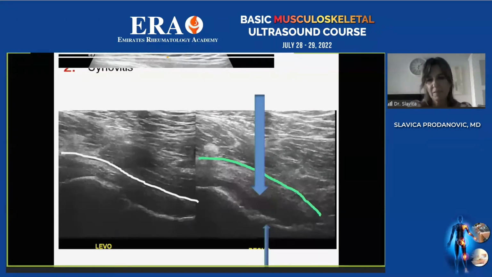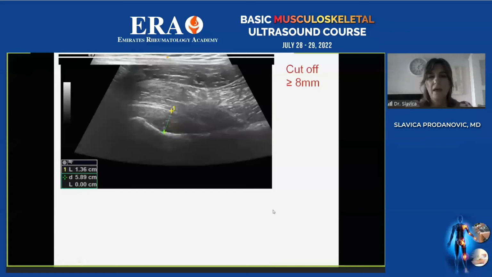And some osteophyte as well on this part. And another hip effusion at the level of the joint. When you measure this distance, it is recommended that the cutoff is 8 and more than 8 millimeters.